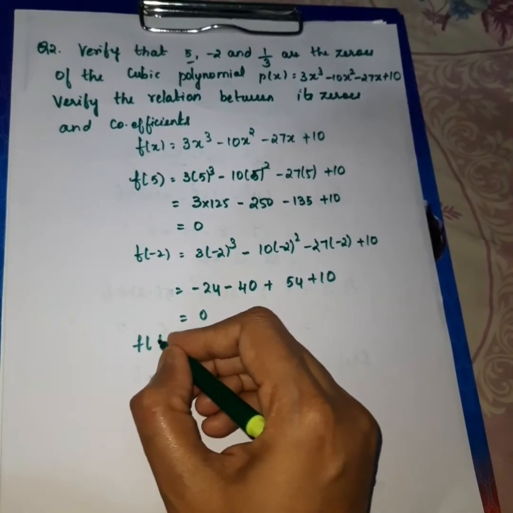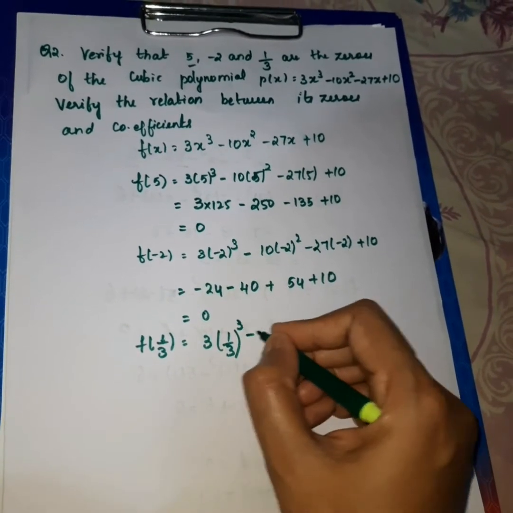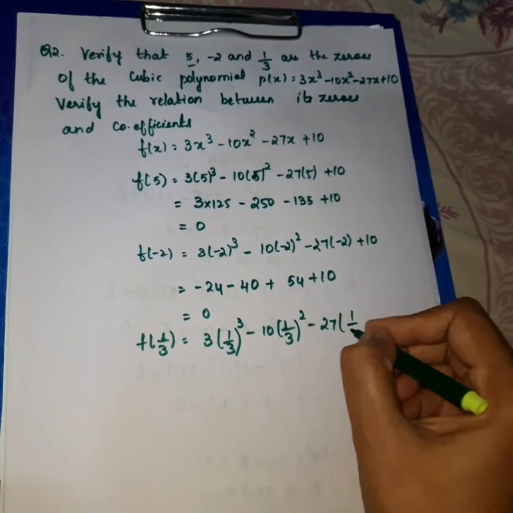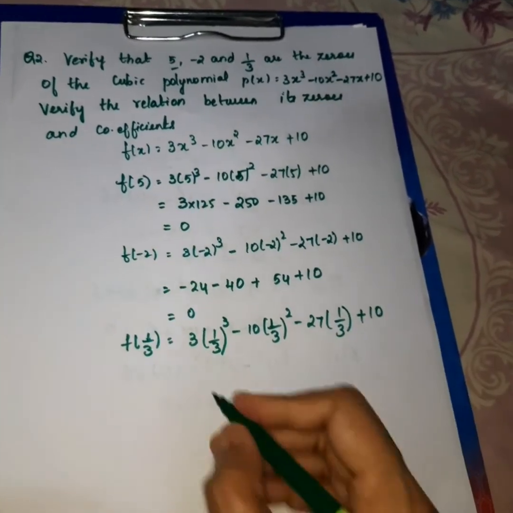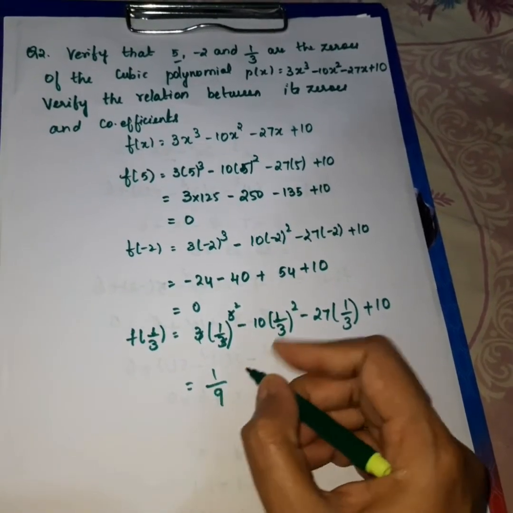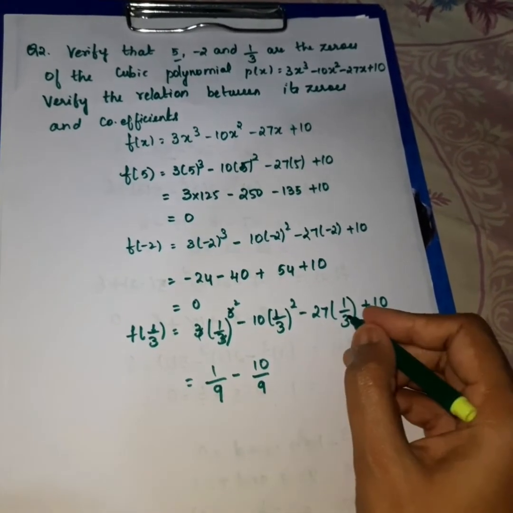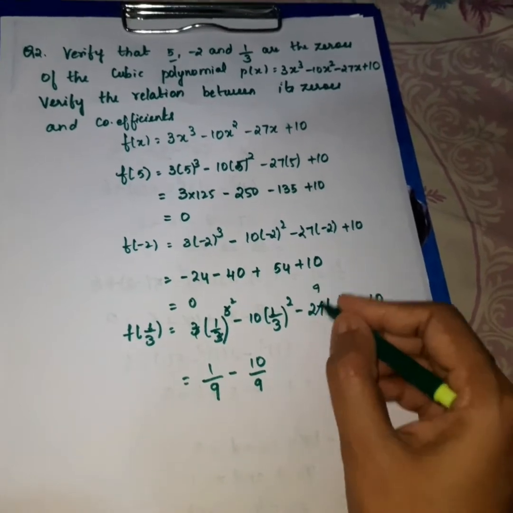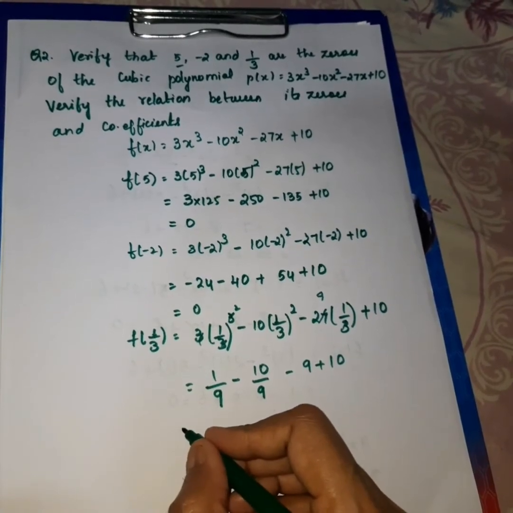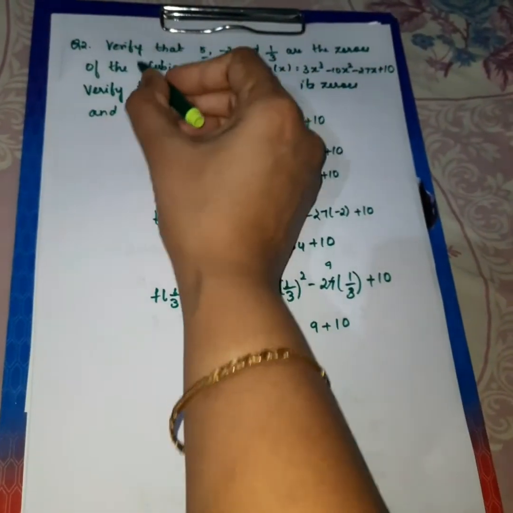Next, f of 1 by 3. So 3 into 1 by 3 whole cube minus 10 into 1 by 3 whole square minus 27 into 1 by 3 plus 10. So one of the 3s goes off, it's going to be a square. So 1 by 9 minus 10 by 9. 9 times 3 is 27, so that's going to be minus 9 plus 10. And it's like a fraction. So 1 minus 10 is minus 9 by 9. So if you equate all, it's going to be 0. This is the first condition.